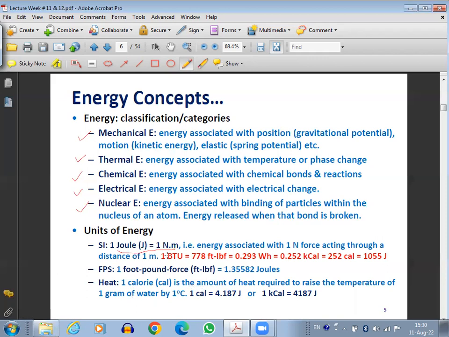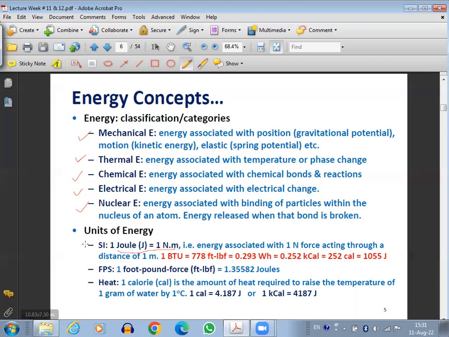For example, one British thermal unit is 778 foot-pound force, which equals 0.293 watt-hour, which equals 0.252 kilocalories, which equals 252 calories, which equals 1055 joules. These are some of the conversions that we have here. You don't need to memorize the conversions. If needed, the conversion will be provided to you in the exam.